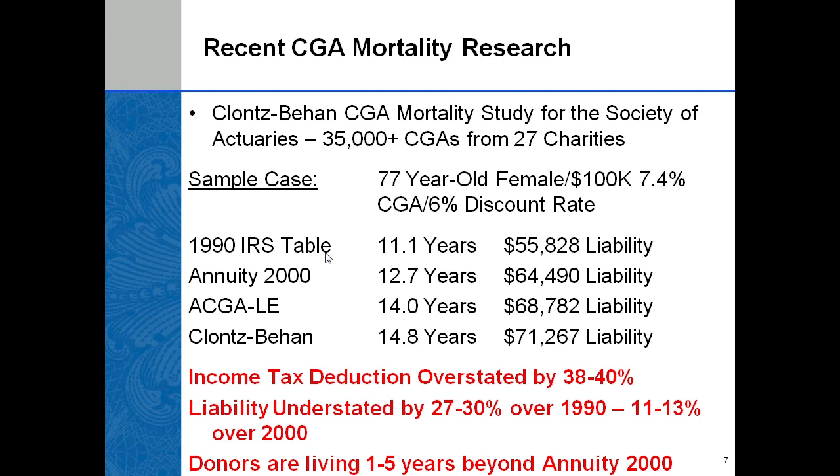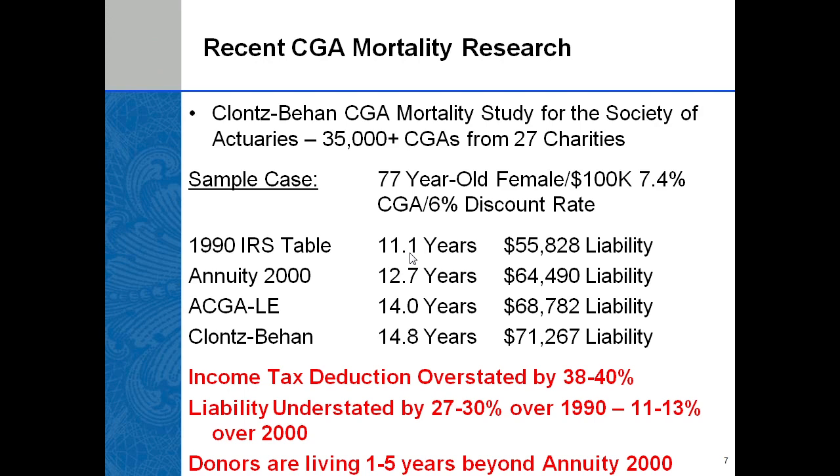Gift annuitants live forever. That's the whole theme of this. Interestingly, when you look at the 1990 IRS table, that's called the census table or the mortality table, you'd look at what the life expectancy is under that table for a 77-year-old female. It's 11.1 years. If you then said, well, I wonder what that would be under Annuity 2000, it's 12.7 years.